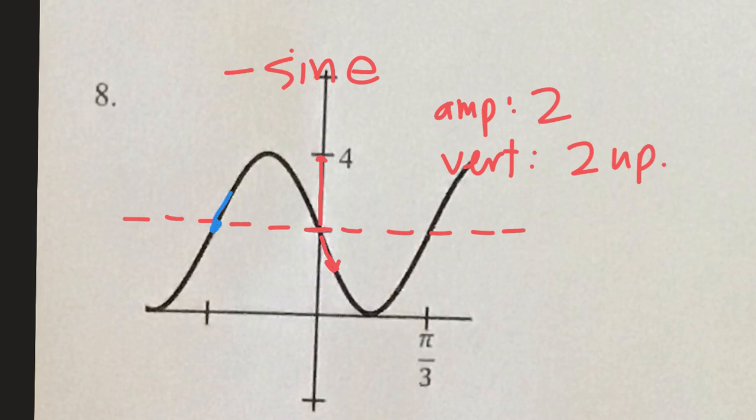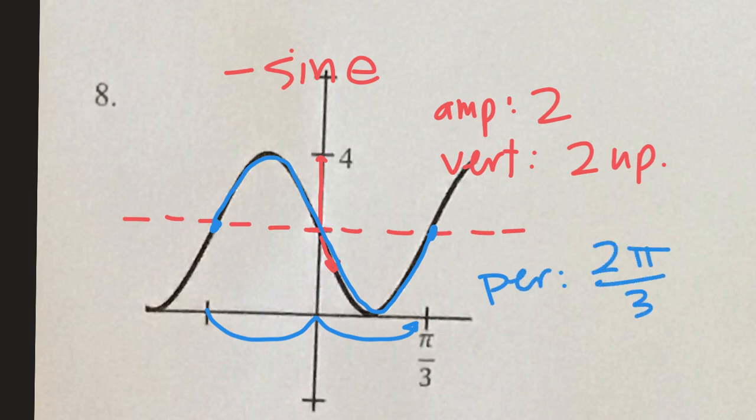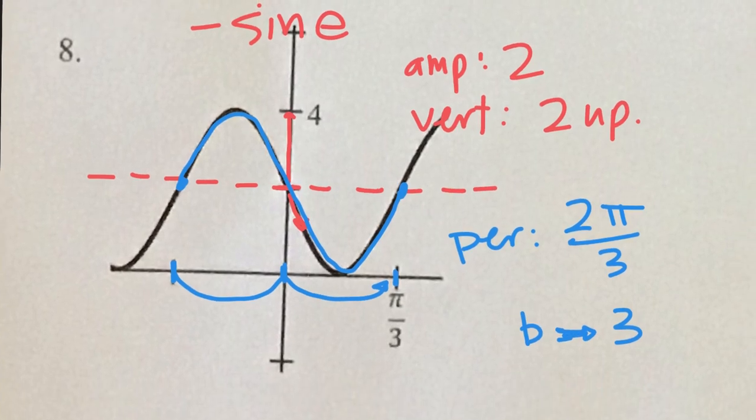It has a period. So from 0 all the way around to the next 0 for sine. That looks like it has a period of 2 pi over 3. Right, your single tick mark is pi over 3. And from the left, that's 0. There's 1 pi over 3. 2 pi over 3 is the period, which means we have a b value of 3, of course, because it's 2 pi over b. And for our negative sine, there's going to be no phase shift.